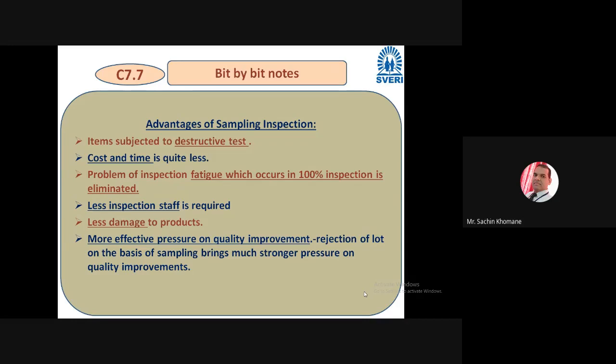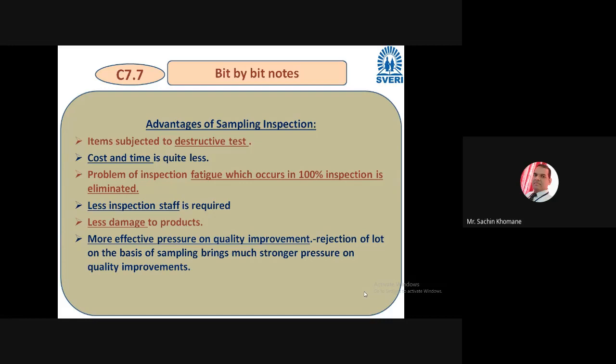Then what will you use? Out of 1000 components, you take two samples, do the actual testing, and check whether it is as per the requirement or not. So whenever destructive testing is necessary to check the component and its quality, at that time you have no option other than sampling inspection. Obviously 100% inspection is impossible, not possible, or not valid also.